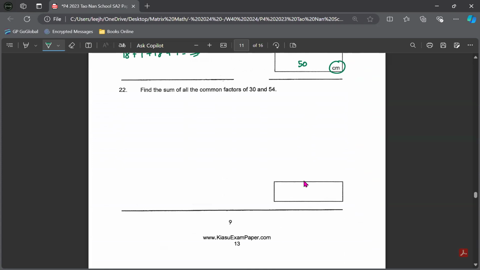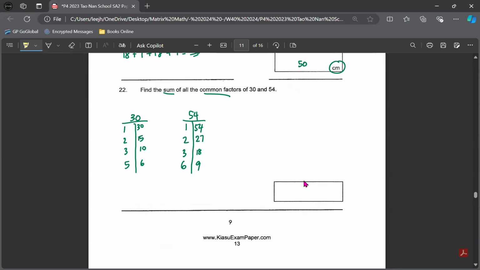Okay. Question number 22. Find the sum of all common factors of 30 and 54. Common factors. List out the factors of 30 first, then you list out 54. Okay, 30 will be 1 times 30, 2 times 15, 3 times 10. 4 doesn't have, so it's 5 and 6. That's all. Factors of 54: 1 and 54, 2 and 27, 3 and 18, 4 doesn't have, 5 also doesn't have, so it'll be 6 and 9. That's all.